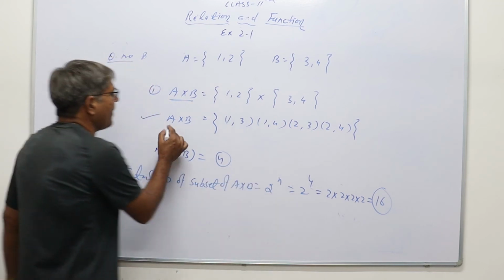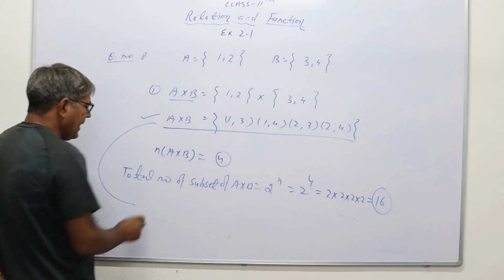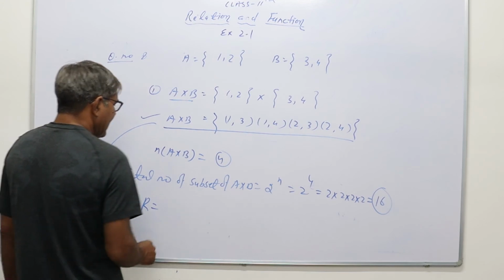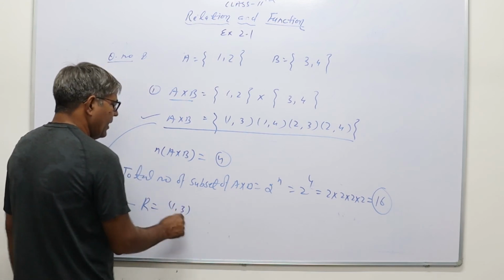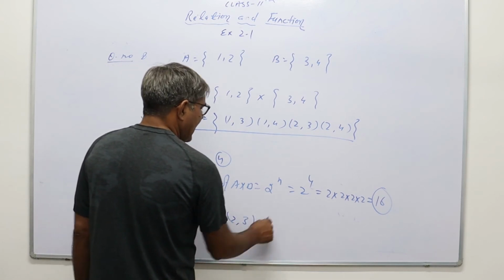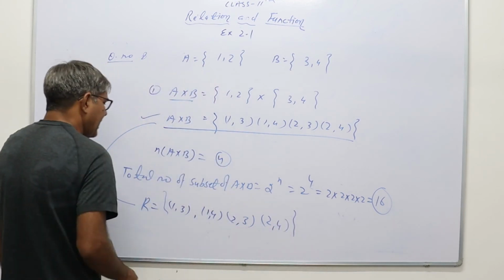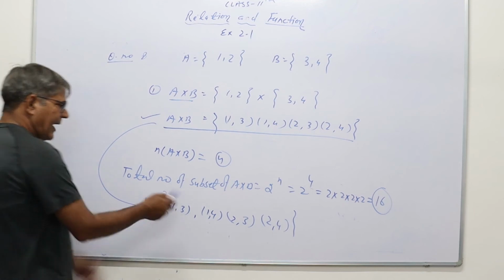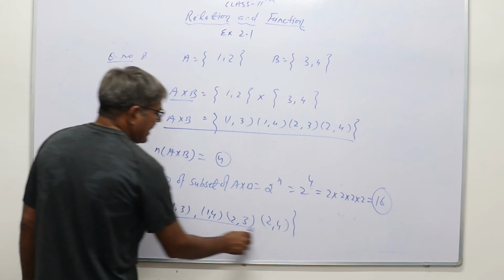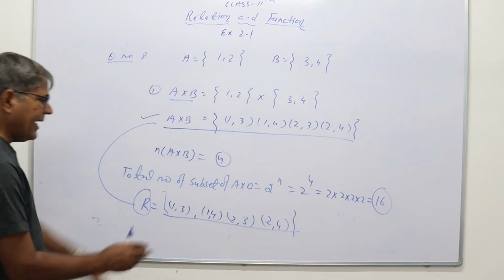So this Cartesian product, if we have to write it as a relation of ordered pairs, then capital R will be (1,3), (1,4), (2,3) and (2,4). So these are the 4 relations. Now, if we have to write in relation form, then this is relation as ordered pairs. This expression is known as relation as ordered pairs. And how many total relations?